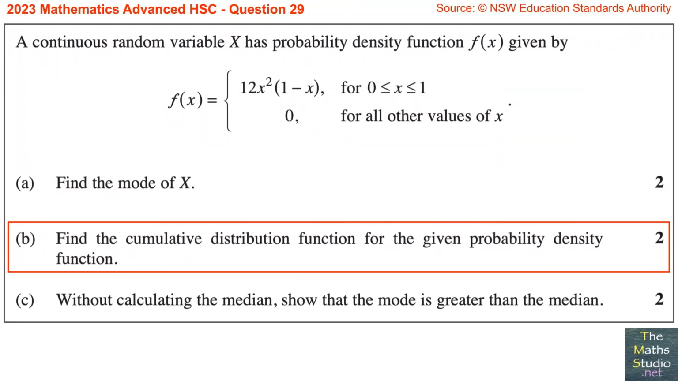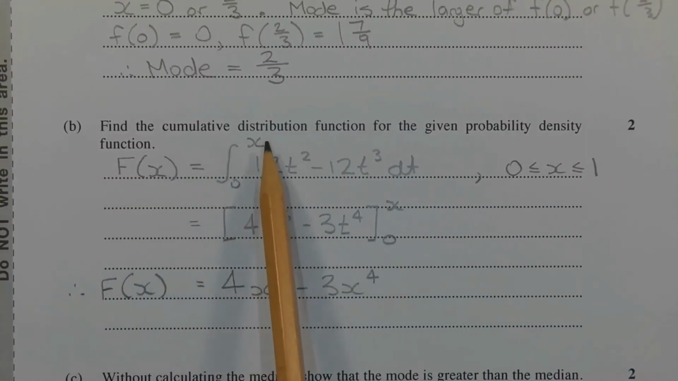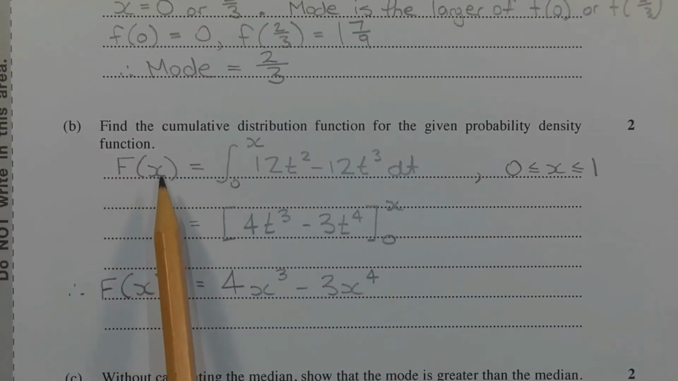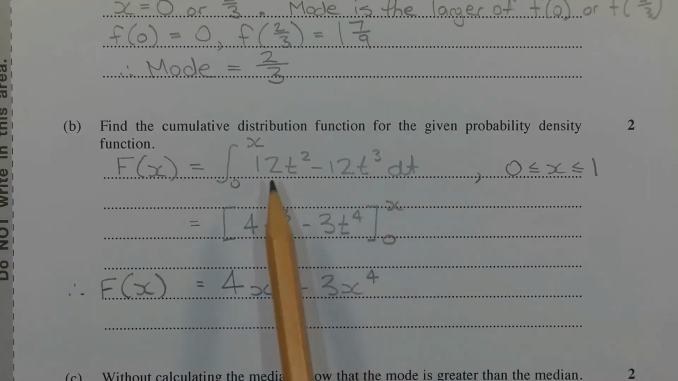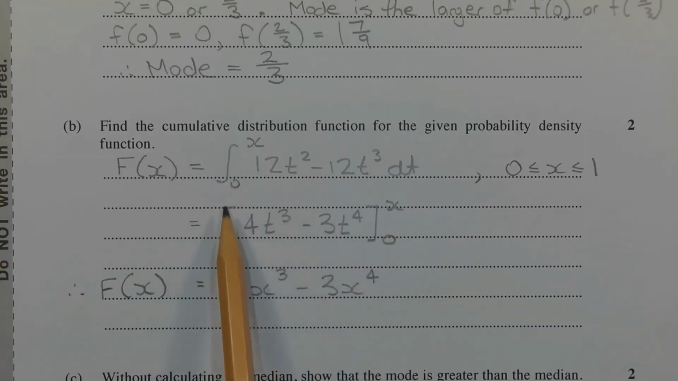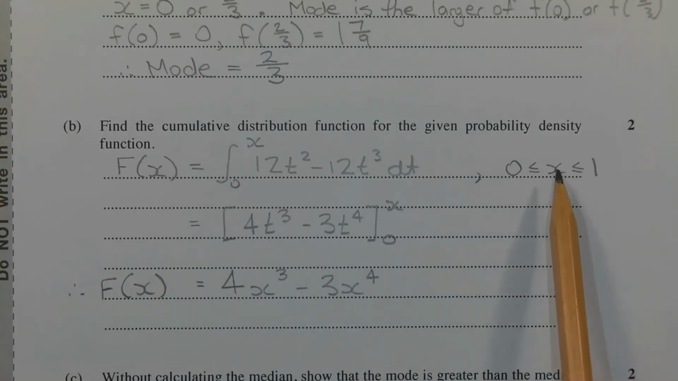Part B. Find the cumulative distribution function for the given probability density function. We find the cumulative distribution function, or capital F of x, by integrating the probability density function that was given in the question. That is, f of x equals 12x squared minus 12x cubed. What we're going to do is replace the variable x with the variable t and integrate from 0 to x. Now 0 corresponds to the minimum value of the continuous random variable, and x is a value between 0 and 1, which was originally stated in the question.